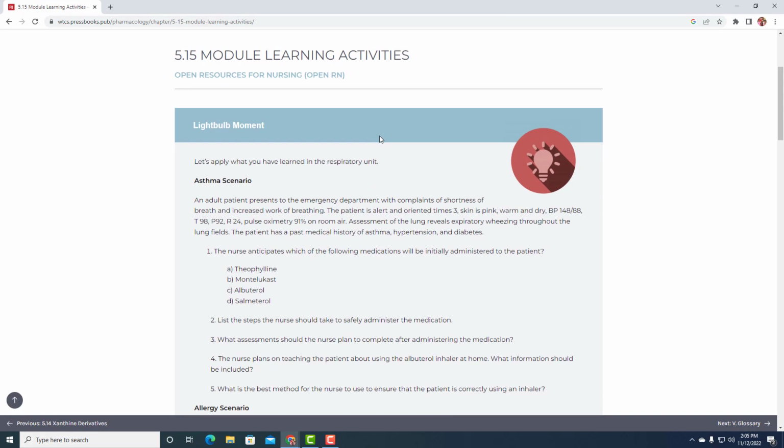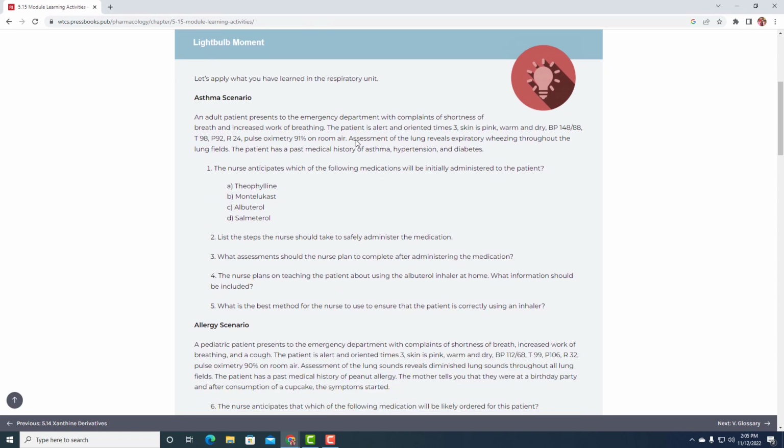Okay, what we're going to do is Respiratory Module 5.15, Module Learning Activities, and I was asked to do them more separately, that is, to break them up into much smaller pieces so that it's easier to use in classroom. So that's what we're going to do. We'll do an asthma and allergy scenario first, and then we'll do some other activities in a future episode. Okay, so let's just start with the asthma scenario.